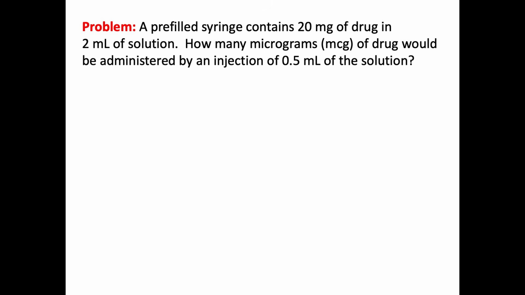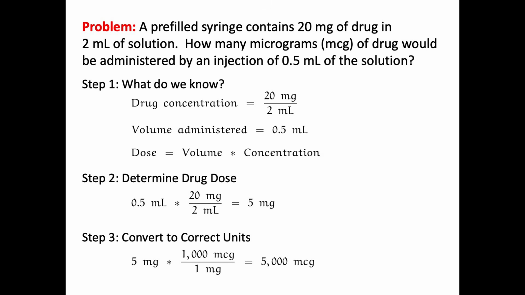All right, let's do another example. In this problem, a pre-filled syringe contains 20 milligrams of drug in 2 milliliters of solution. That's our concentration. How many micrograms of drug would be administered by an injection of 0.5 milliliters of the solution? Okay, so what do we know and what are we solving for? We know the concentration. We said it was 20 milligrams of drug per 2 milliliters of solution. So that's my drug concentration. I also know the volume. I'm going to be injecting 0.5 milliliters.